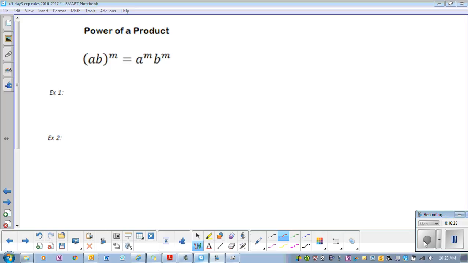This one is parentheses with an exponent, right? You know how I say parentheses with an exponent, you multiply your exponents? I like to call this one Oprah because you have to distribute it. Everything inside the parentheses gets an N power. So that A gets an M power, and B gets an M power.